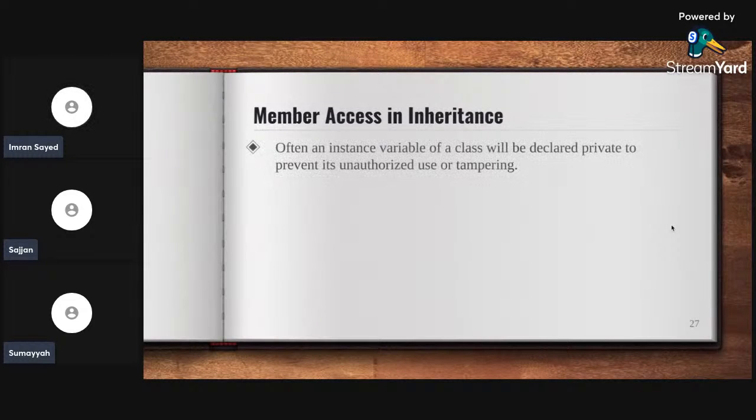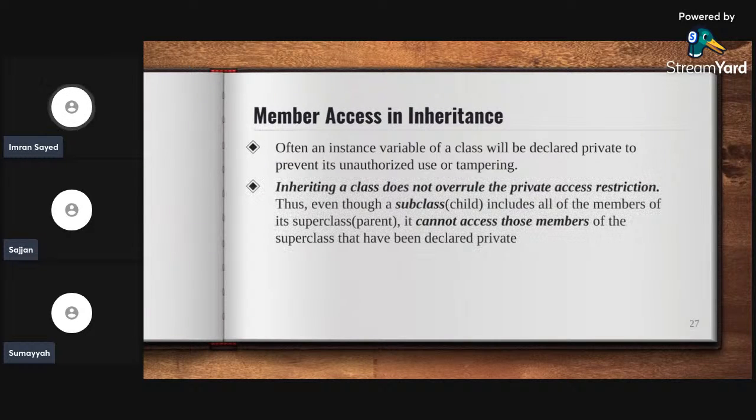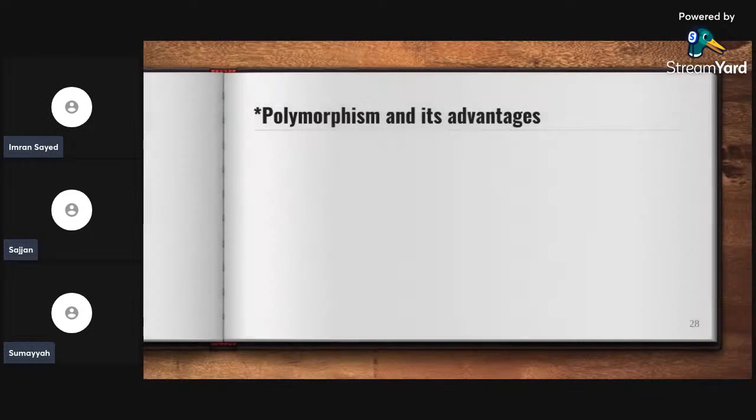Okay, member access inheritance. Often an instance variable of a class will be declared private to prevent unauthorized usage. We've read this time and again. An inheriting class does not override the rule of private access restriction. Thus, even though a child class includes all of the members of its superclass, it cannot access those members that have been declared private unless we use the getters and setters.